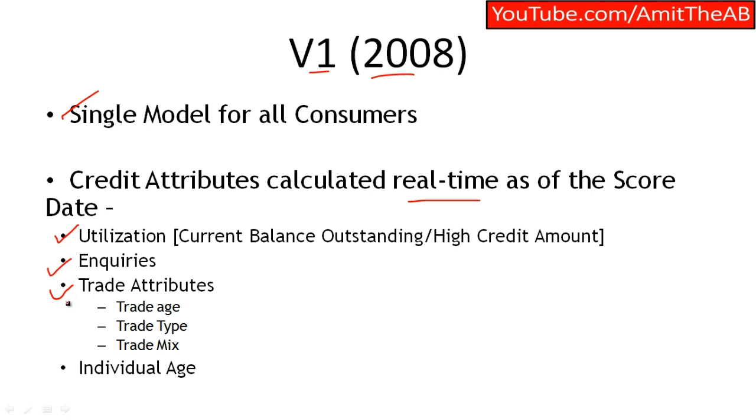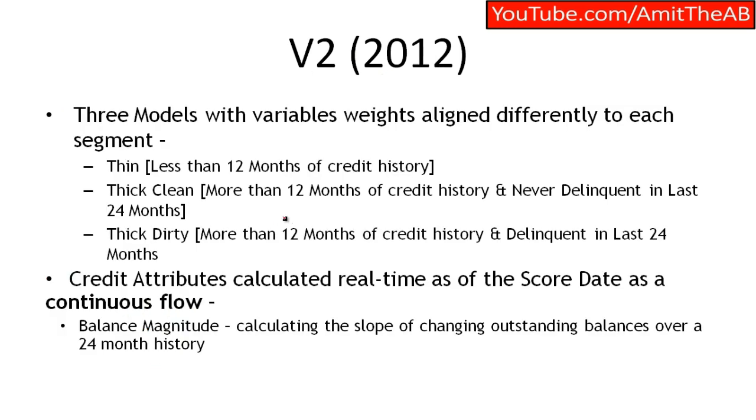Next is trade attributes. A trade line means the facility line availed by the consumer. Different attributes are considered, like age. For example, a consumer loan will have a 12 month age, whereas a housing loan will have a 20 year age. Type, that is secured and unsecured loan. Mix, that is the proportion of secured versus unsecured loans. And the last one is the individual's age. This was in version 1.